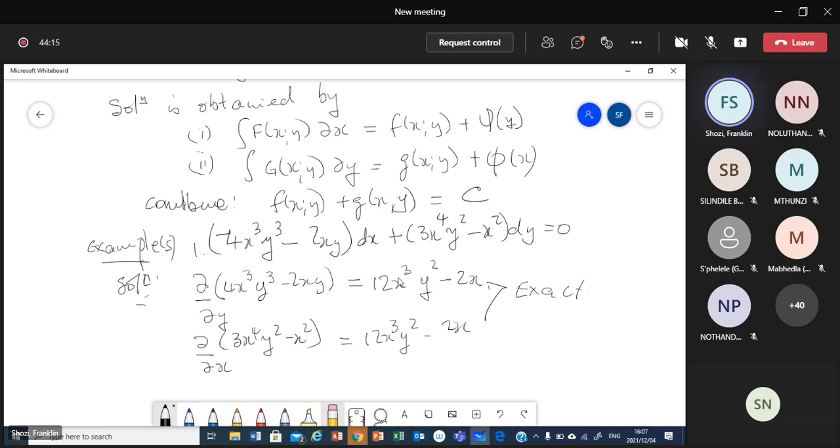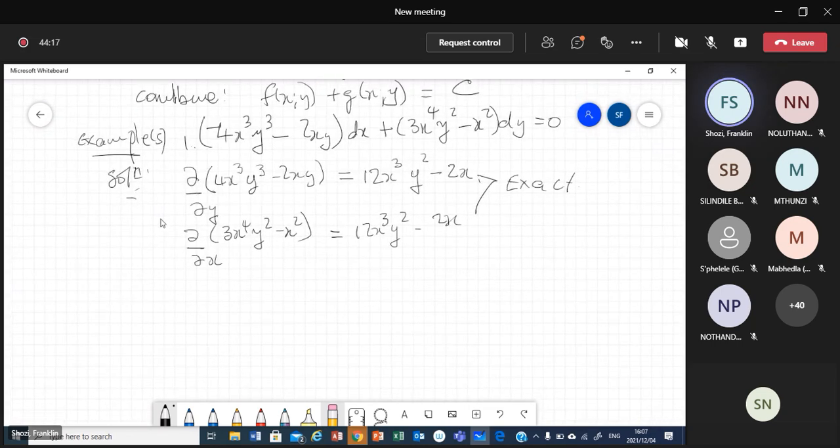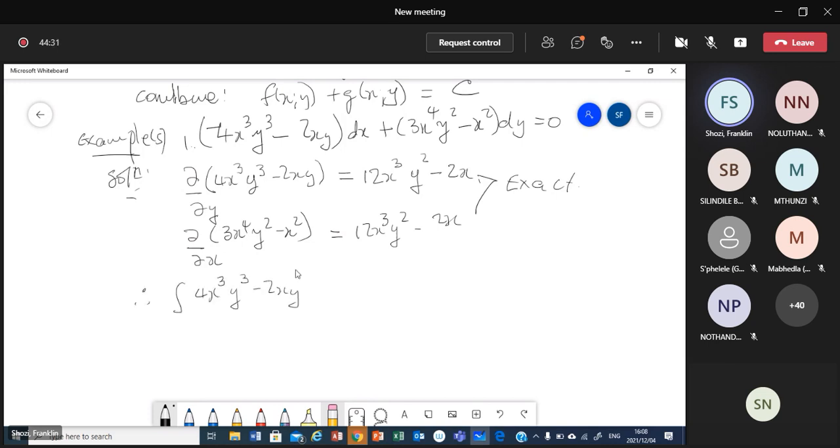Now, we know that the DE is exact. Can we solve it now? Yes. Therefore, to find its solution, it will be the integral of f now, 4x cubed y cubed minus 2xy, partially with respect to what? To x now. So we integrate partially with respect to x.